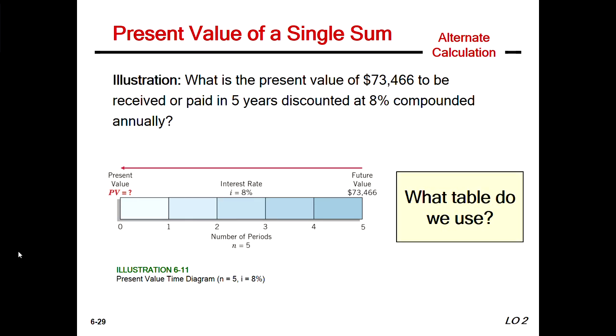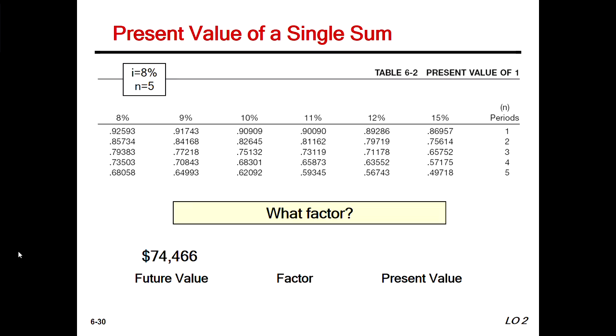All right. This is just going through what we did. So we use that same table, 8%, 5 periods, and there it is on the table. Okay, so that's everything that we just did.